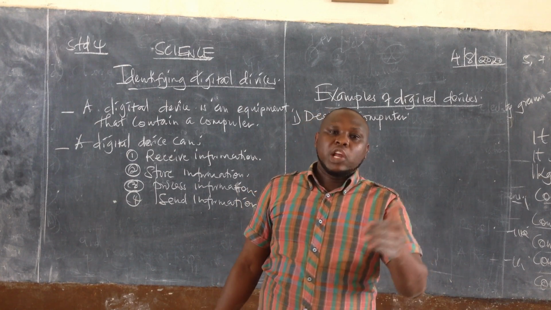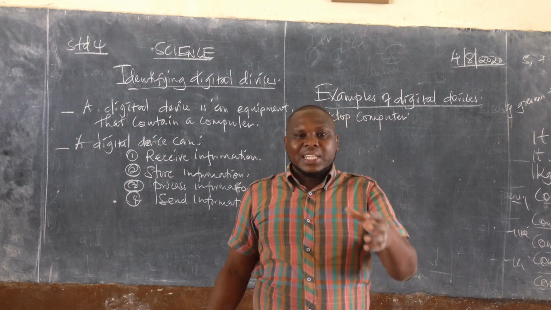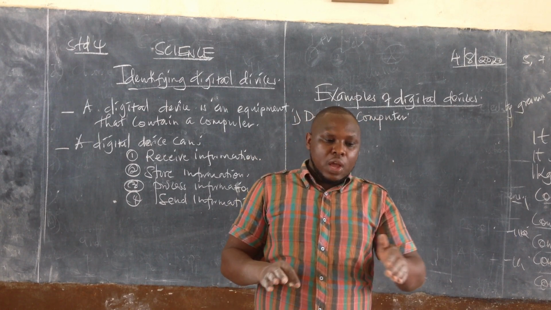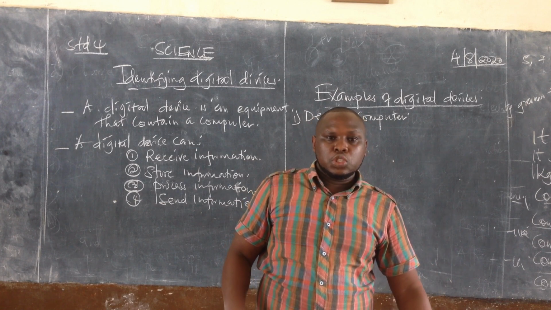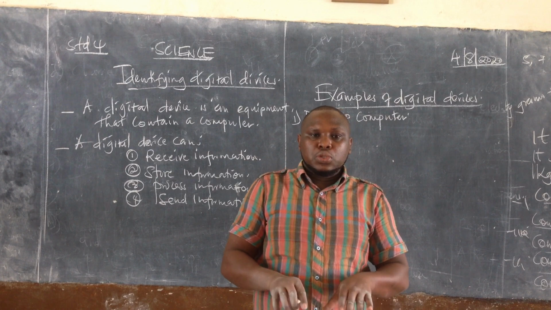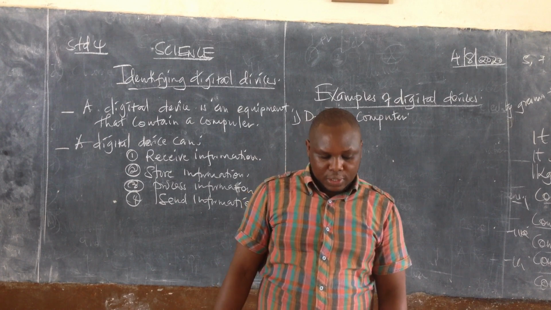It has so many components, so many parts attached to it. There's the monitor part of it, the screen. We have the CPU, the central processing unit. Then we have the mouse, and then we have the part that you use to type. We call it a keyboard.